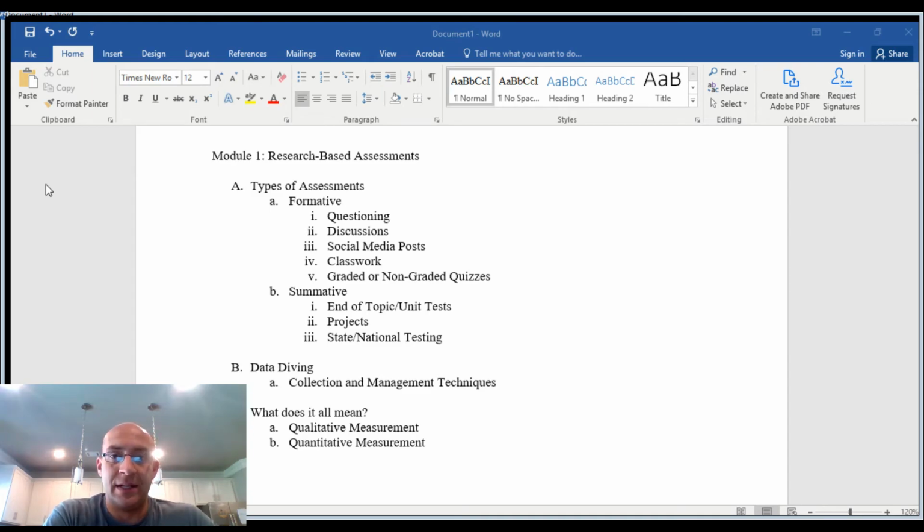Now, management techniques. From a data diving standpoint, you want to make sure that you group together with your PLC. So as a new teacher, you will likely not be leading a PLC at this point. But you want to keep a close eye on how your PLC leader or even your assistant principal manages data diving. Typically what happens is your group will sit down together and you will identify trends in your data based on students.